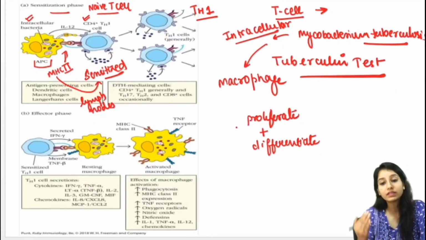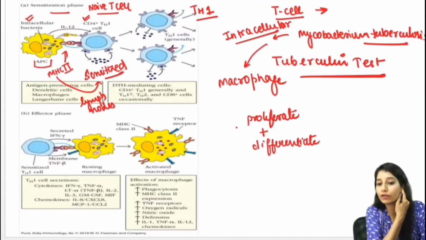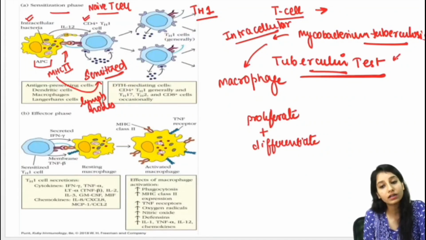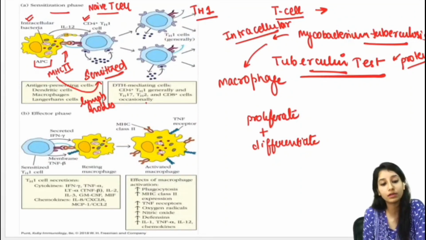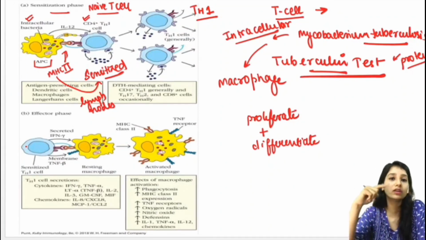Okay. After that, for example, the second time the person has come in contact with Mycobacterium tuberculosis, or in the case of the tuberculin test, a protein of Mycobacterium tuberculosis is injected into the person. So now what will happen? Now once again this macrophage contains the bacteria, or it contains this protein once again inside the cell. Once again it will show it to the sensitized T cell. This time it is showing to the already sensitized T helper 1 cell.